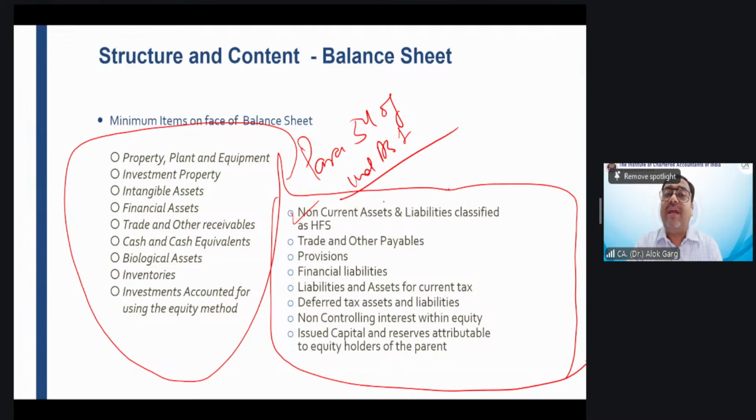So friends, we have to see the dual compliance. We have to see the compliance of Schedule 3 as well as Ind AS 1. You remember, we discussed also, when there is a conflict between Ind AS and Schedule 3, who will prevail? Who will prevail? कौन प्रिवेल करेगा?